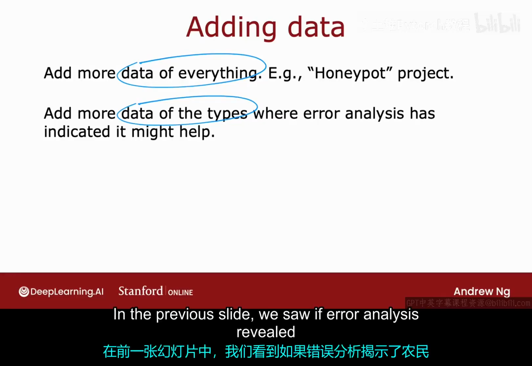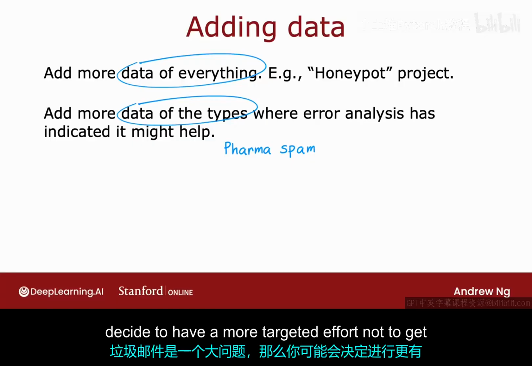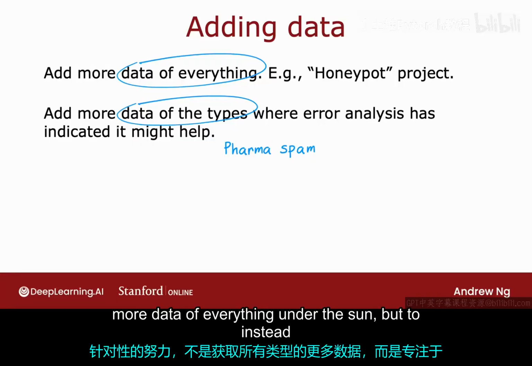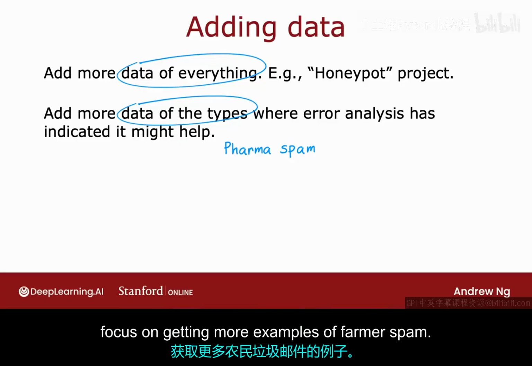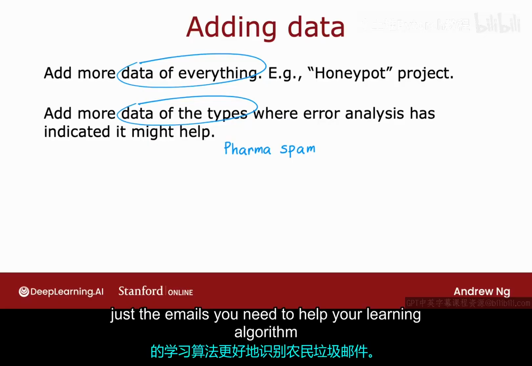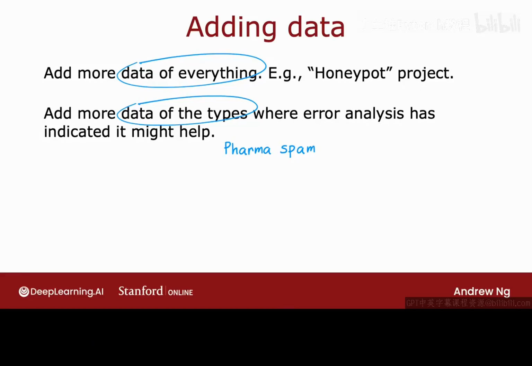In the previous slide, we saw if error analysis revealed that pharma spam was a large problem, then you may decide to have a more targeted effort, not to get more data of everything under the sun, but to instead focus on getting more examples of pharma spam. And with a more modest cost, this could let you add just the emails you need to help your learning algorithm get smarter on recognizing pharma spam.